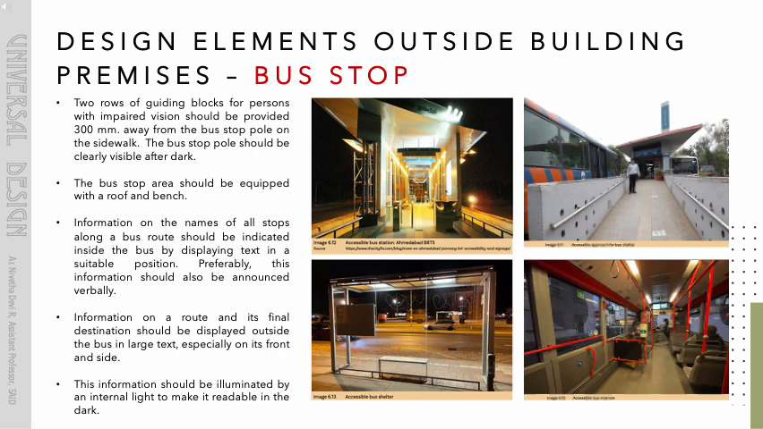Information on the names of all stops along a bus route should be indicated inside the bus by displaying text in a suitable position. Preferably, this information should also be announced verbally. Information on a route and its final destination should be displayed outside the bus in large text, especially on its front and side. This information should be illuminated by an internal light to make it readable in the dark.